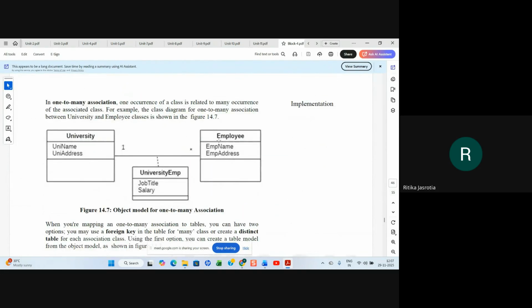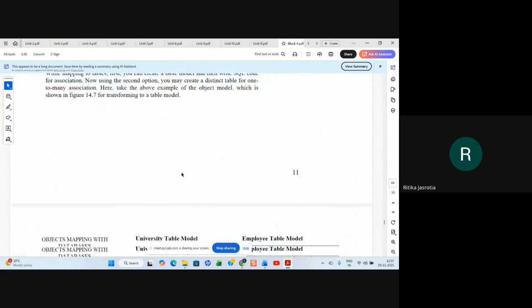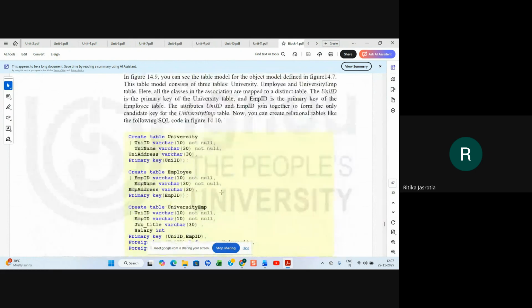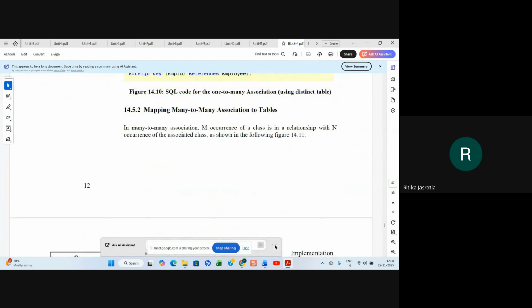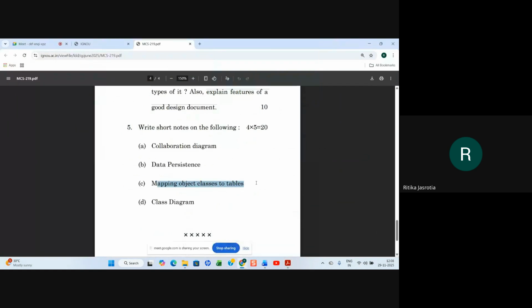You can also take university and employee with a many-to-many relationship. So here there will be three tables. Create table university: university ID, university name, university address, primary key university ID. The employee table has employee ID, employee name, employee address, and primary key employee ID. And the third table, university employee, will have university ID, employee ID, job title, salary. University ID and employee ID are the two primary keys, and university ID is a foreign key from university, and employee ID is a foreign key from employee. So that kind of thing. You can take any example of mapping object classes to tables.